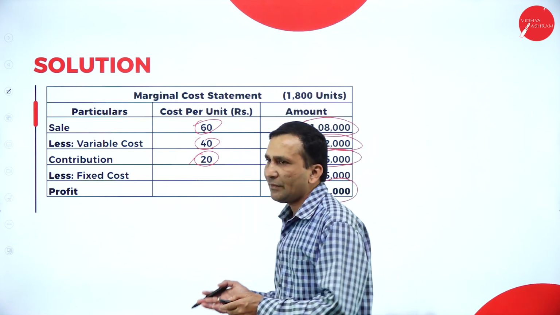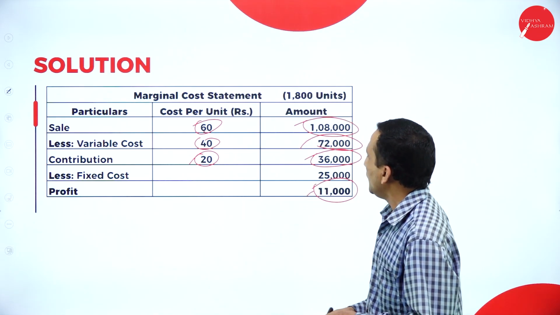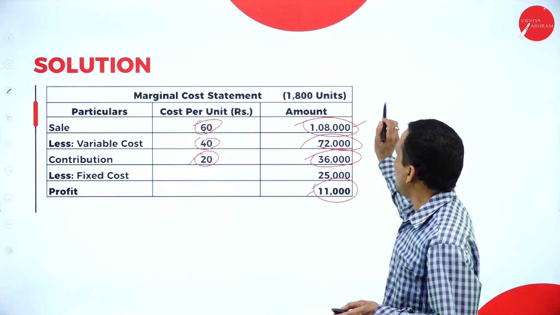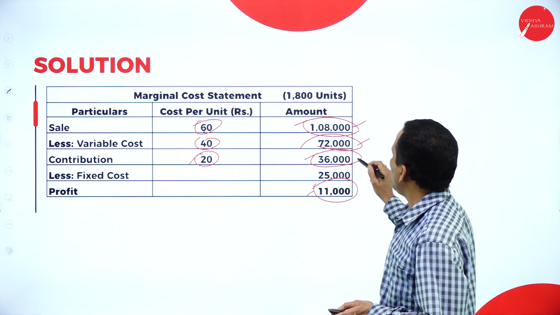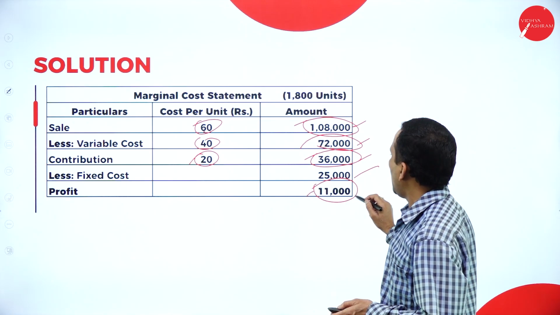Whatever data we are getting, the same thing we are plotting into the graph: sales value, variable cost value, contribution, fixed cost, and profit.